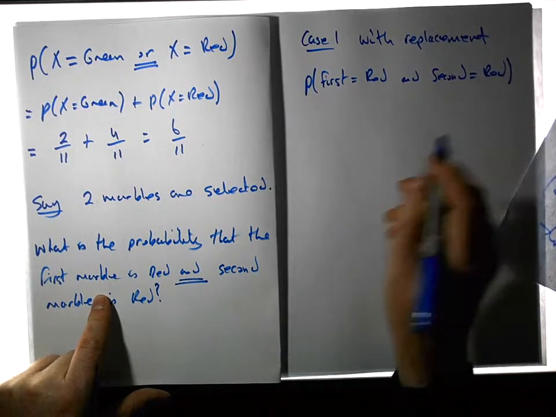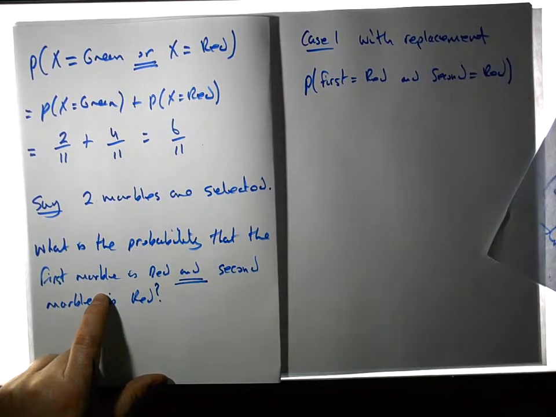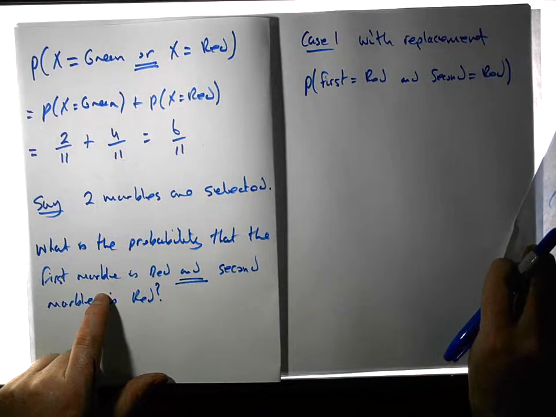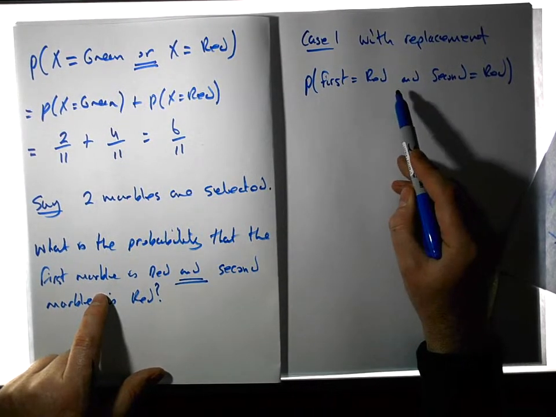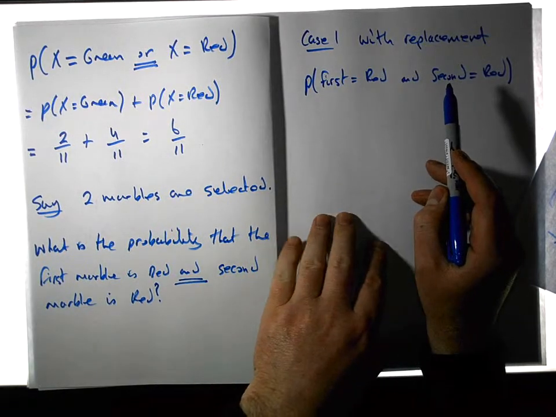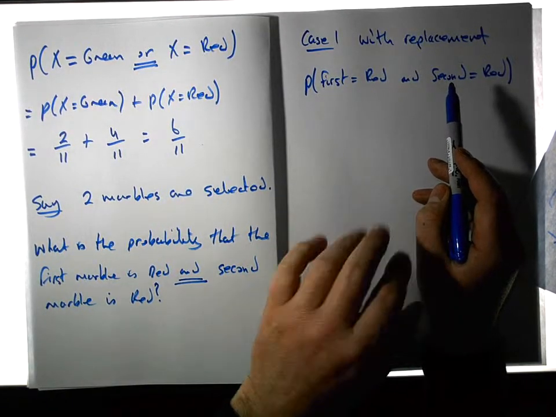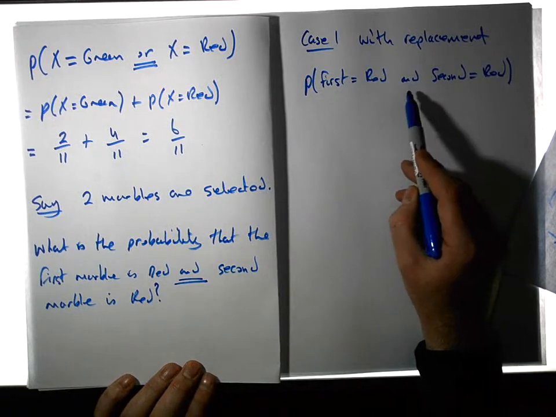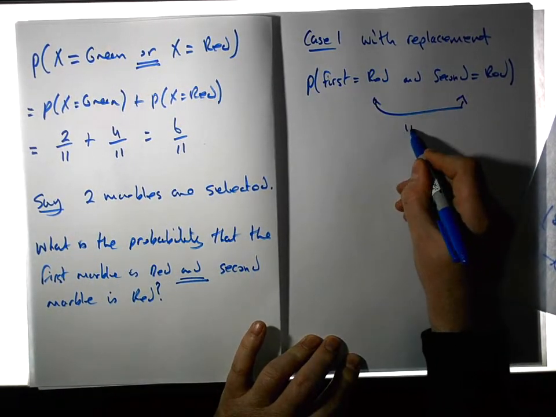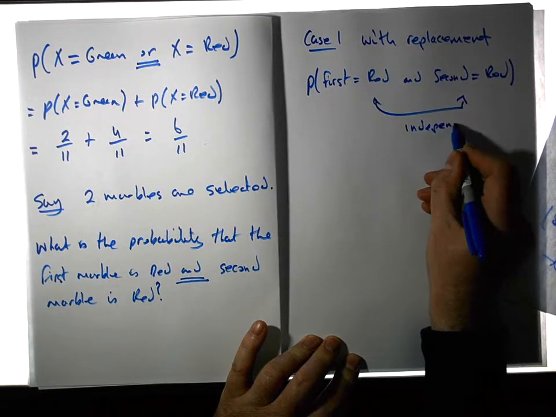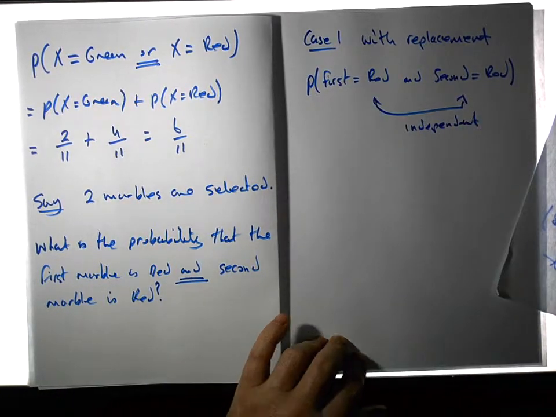But when I select the first one, I put it back in the jar. So what I know now is that when it comes to the second selection, all my marbles are still in the jar. So we haven't changed the sample size, sorry, the sample space. The sample space still has 11 items in it. So in this case, they're independent. So these 2 things are independent of each other.